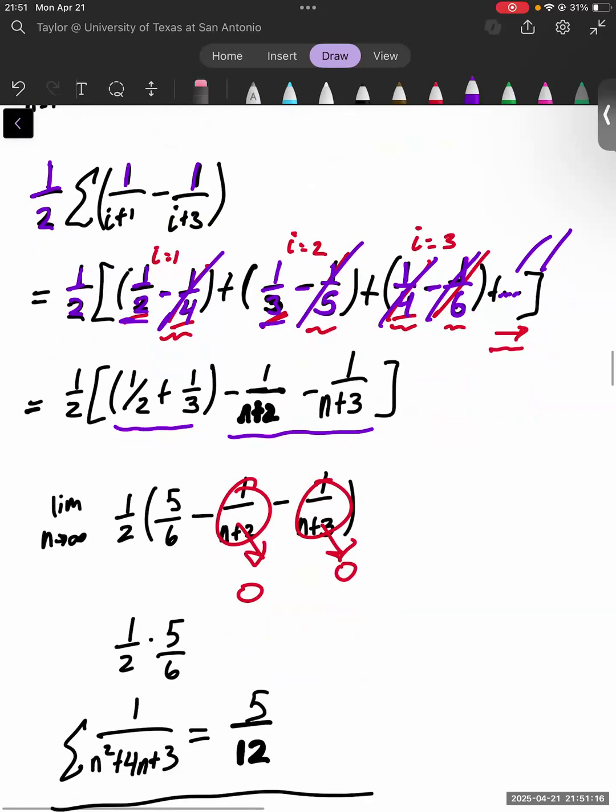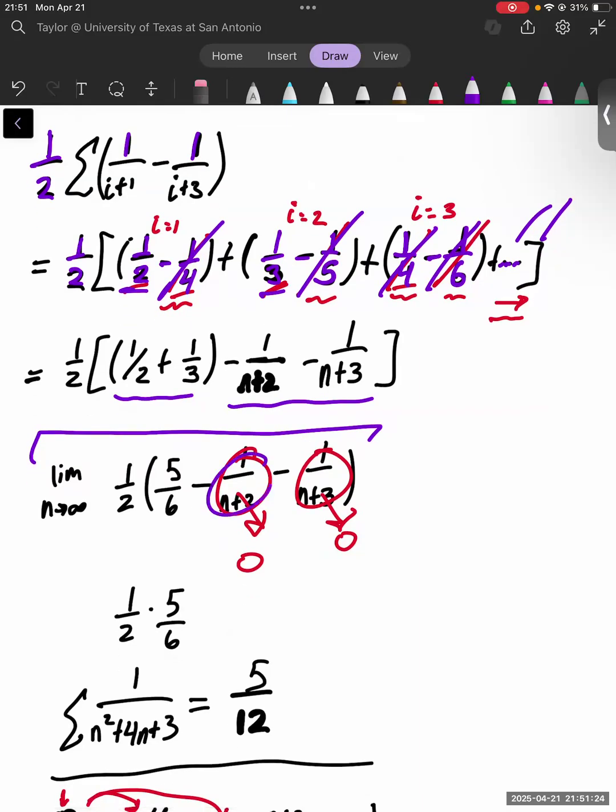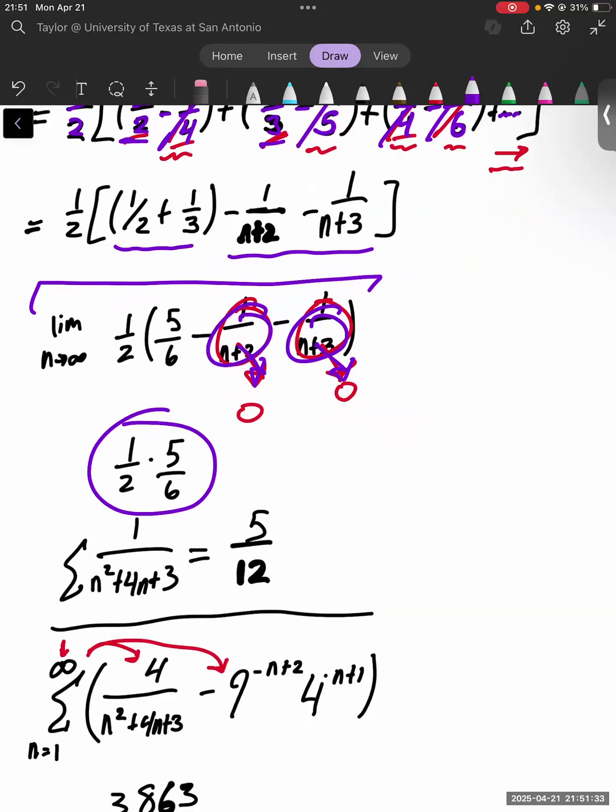So what I can do is take the limit of this as n approaches infinity. And what we see is that this term goes to 0, and this term goes to 0. So all I'm left with is 1/2 times 5/6. Therefore, our original series, 1 over n squared plus 4n plus 3, is equal to 5/12.